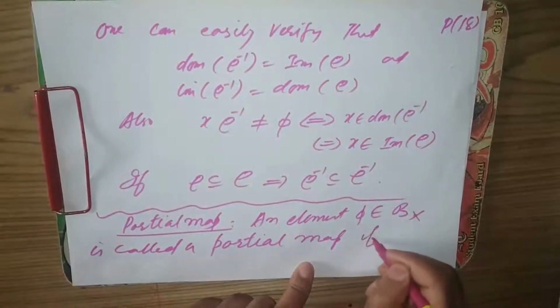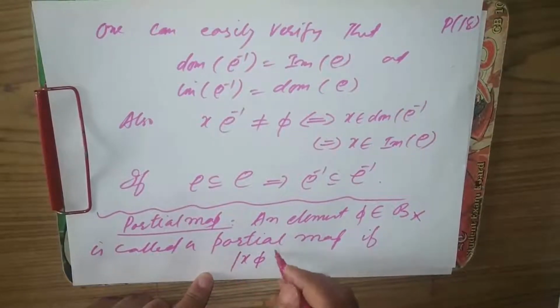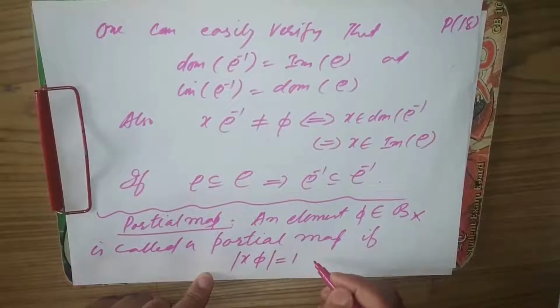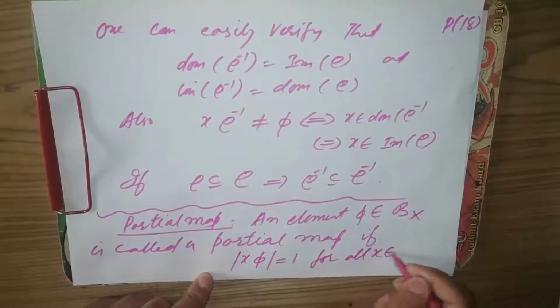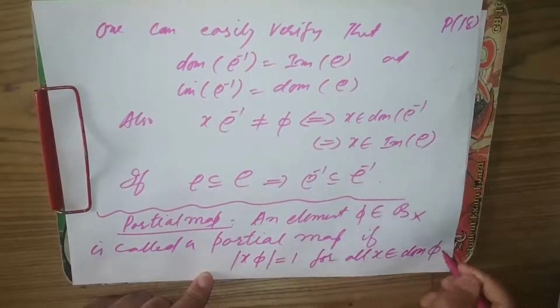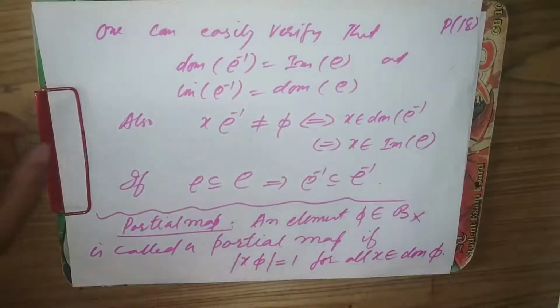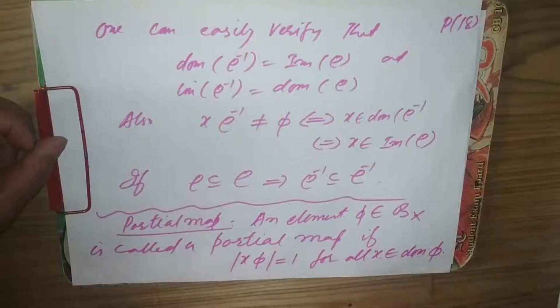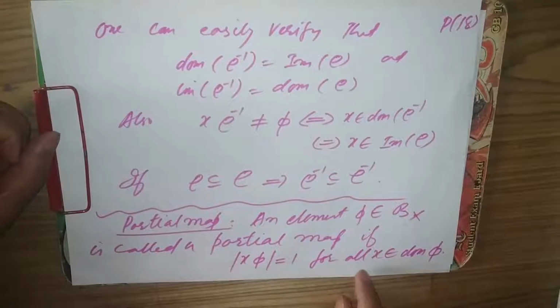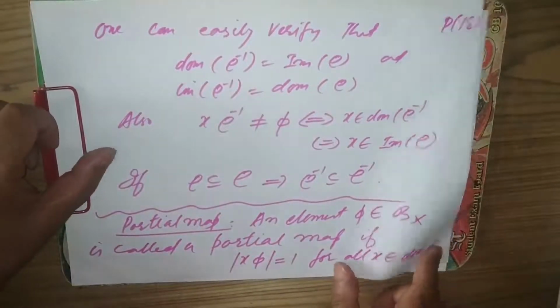It is called a partial map if the image of an element is unique, its cardinality is 1, for all x belonging to the domain of phi. So whenever x is in the domain of phi, the image of x should be unique, the cardinality of x phi is equal to 1. It's like a map, but here the domain is not the whole of X; it's a subset of X in general.